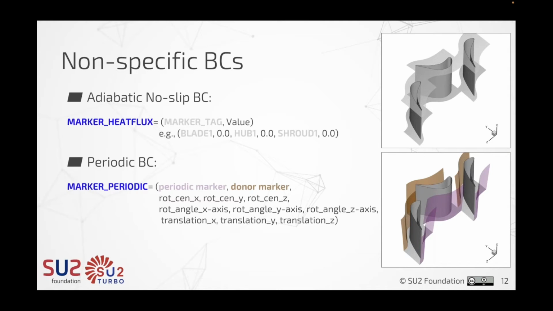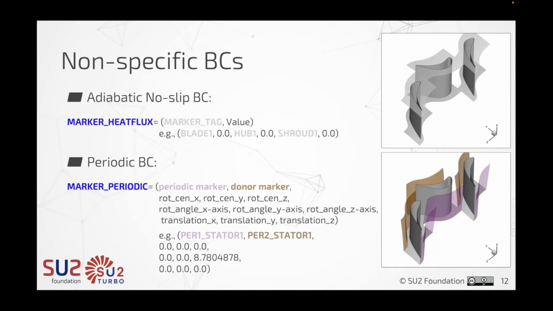So we will specify this with this MARKER_PERIODIC, where we have just the names of the two periodic boundaries, the rotation center about which we make the rotation, the amount of rotation between the two boundaries, and eventually some translation component, which of course is not considered in this case.